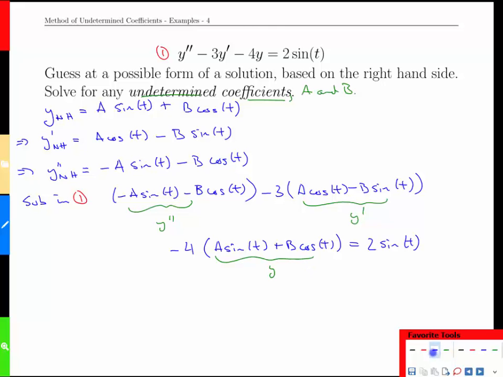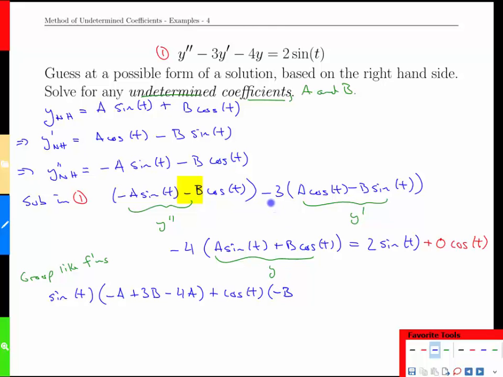And that's it. We have to add one extra thing here if we want to make things explicit. There are 0 cos of t's. But what we can do is, if these are going to be equal, we have to group the like functions. And let's do that here. We'd have negative a all times sine of t, let's say. Sine of t has a negative a, minus 3 times minus b is plus 3b, and our minus 4a for this. Plus we're going to have some cosines. And we have negative b of them here. We have negative 3a here. And we have negative 4b here. That has to equal 2 sines and 0 cosines.